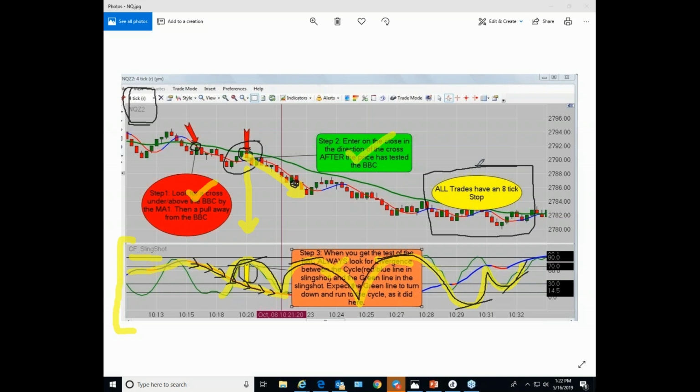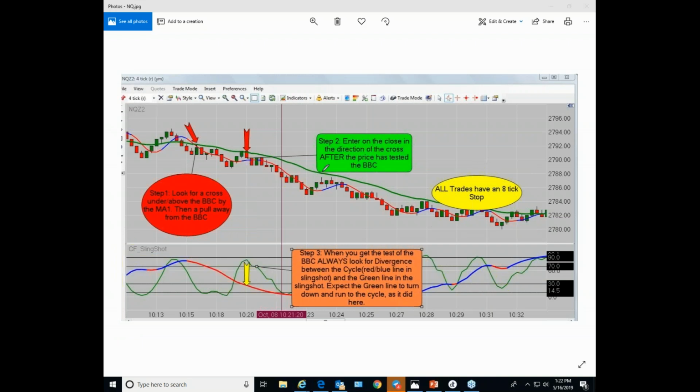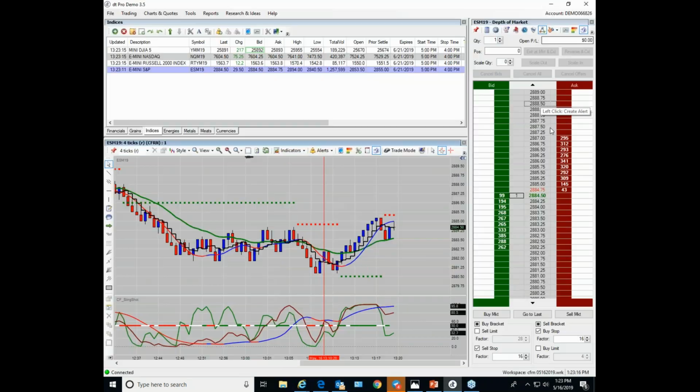Mark's question is, so the entry is on the close of the red candle? That is correct. Let me clean up the board here. It would be right here. Whatever that price is, the close of that candle, is the order. That's the order I would place inside the DOM. So, the close of that candle.